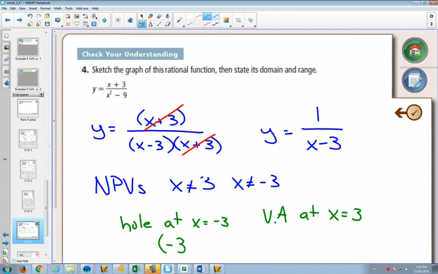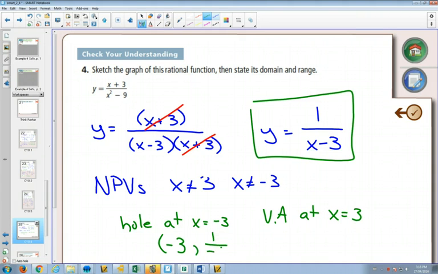If we want to find the coordinates of our hole, once we've simplified it and we get our new equation, y equals 1 over x minus 3, we can plug in -3 to find out where the hole is going to be. And if you plug in -3 into this, you'll get 1 over -6. So that's the coordinates of our hole, but we still have a vertical asymptote at x equals 3.